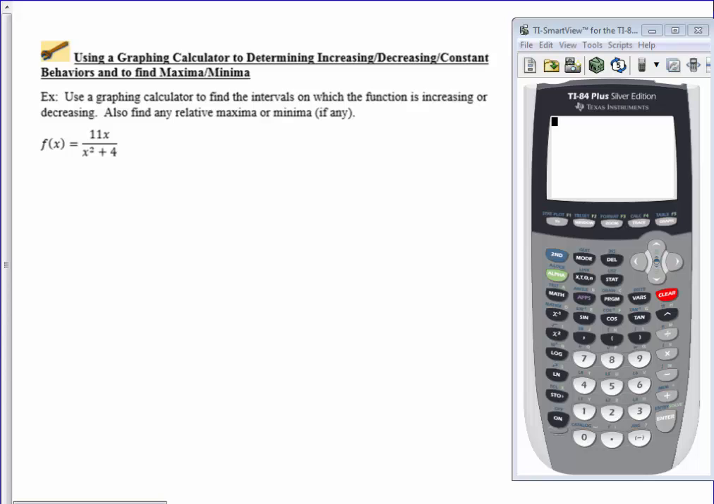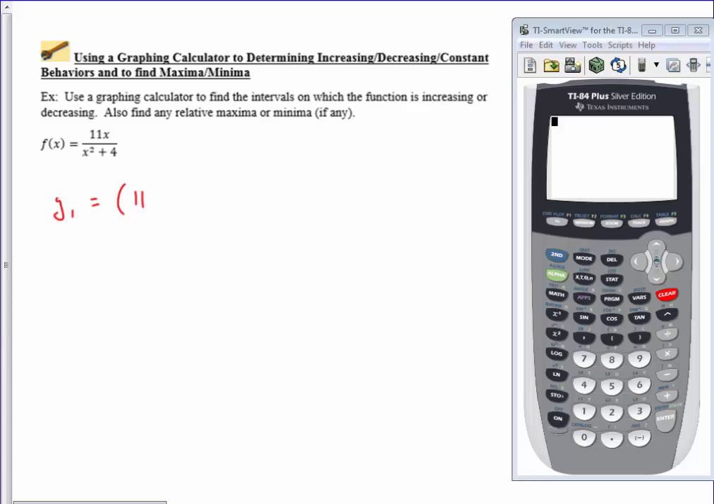For this example, we are asked to use a graphing calculator to find the intervals on which the function is increasing or decreasing. We're also asked to find any relative maximum or minimum. For this example, the most important thing to remember is when you enter your function into y1 that you use parentheses around both the numerator and the denominator.